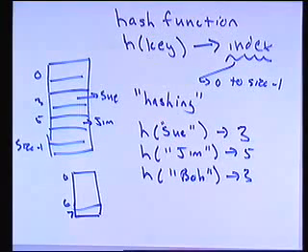If you have a certain number of boxes and you have more items than boxes, then one of the boxes ends up with more than one item. At least one of the boxes ends up with more than one item. And that's what happens here.